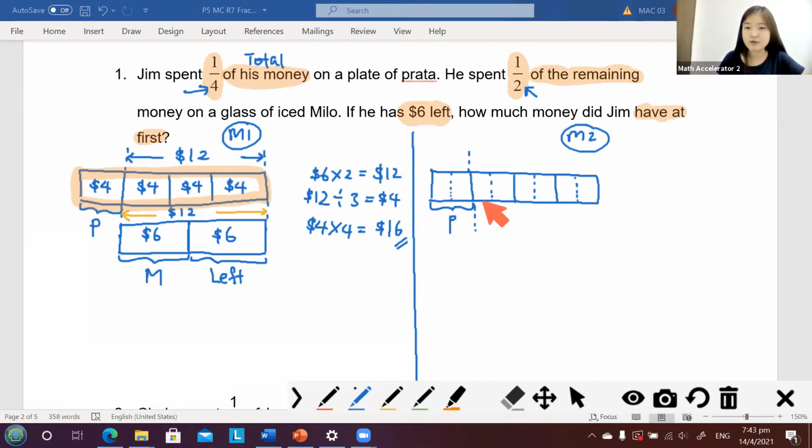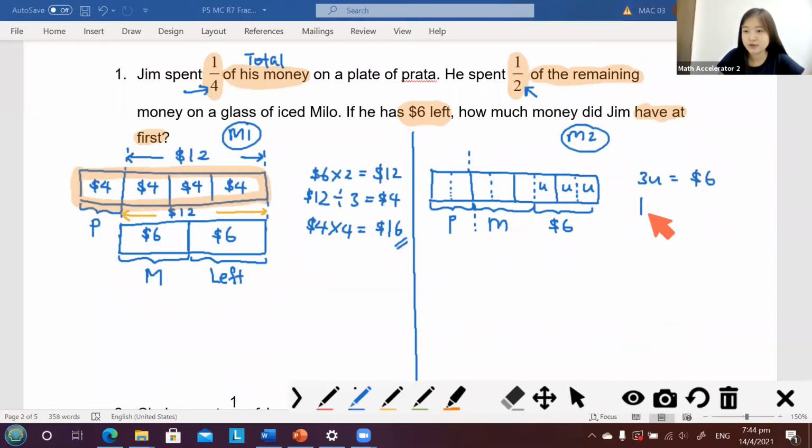So what is half of 6 units? 6 divided by 2, that will be 3 units. Correct, those of you typing 3 in the chat. So this 3 here will be Milo, and whatever is left will be $6. So this tells you that 3 units will be your $6.